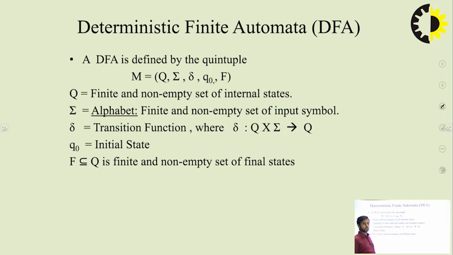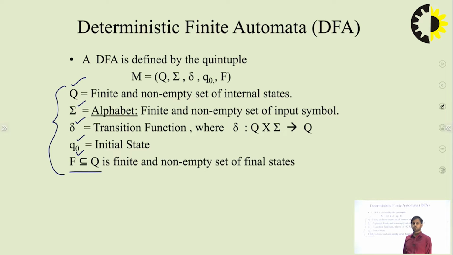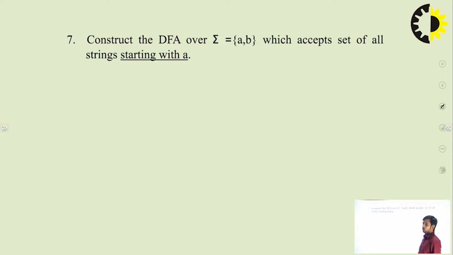In the previous lecture we have also seen all these 5 quintuples: Q is a finite and non-empty set of states, sigma is the input alphabet, delta is the transition function, Q naught is the initial state, and F is the set of final states, which is a subset of Q. In the previous lecture we constructed some DFAs. We will continue with some more DFAs.